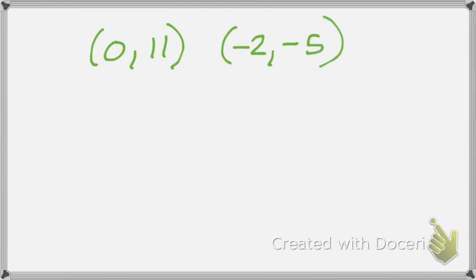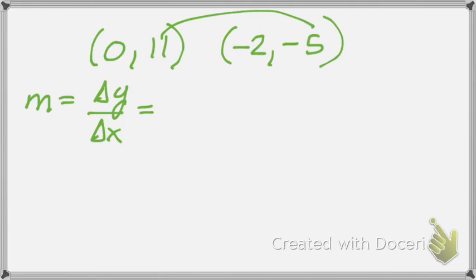This time, let's say I give you 0, 11 and -2, -5, and I asked you to find the equation of the line, given those 2 points. So you find your slope. How do you find slope? Changing y over changing x. How's my y changing? 11 to -5, down 16. How about the change in x? Down 2. So what's my slope?